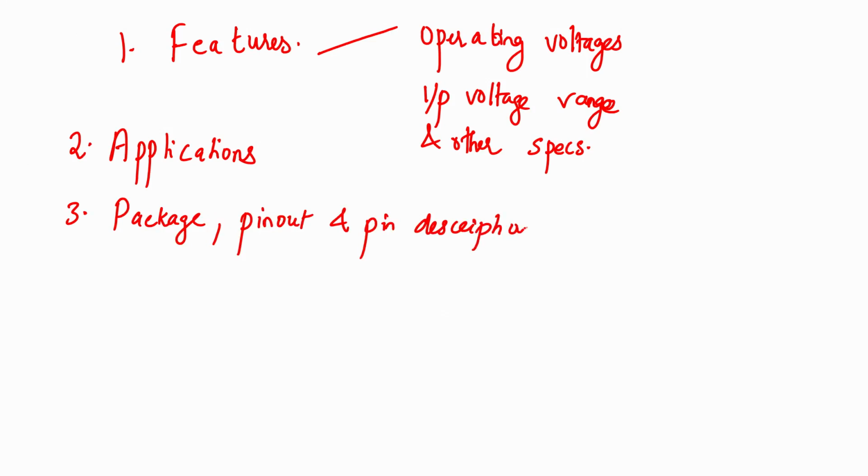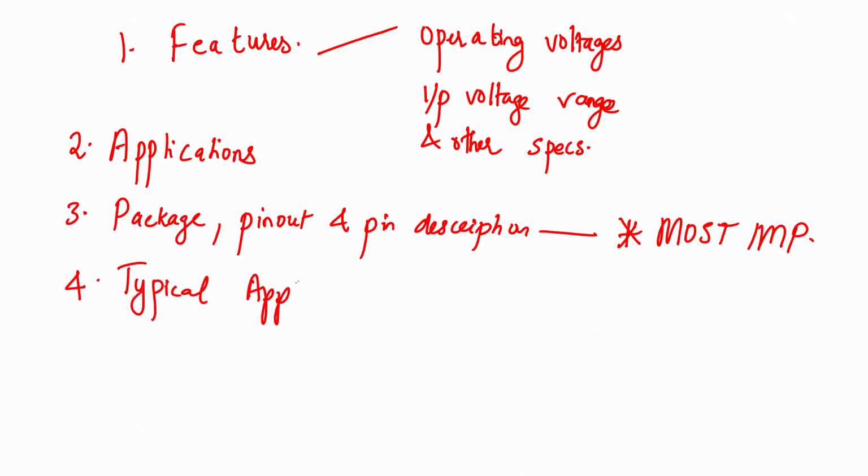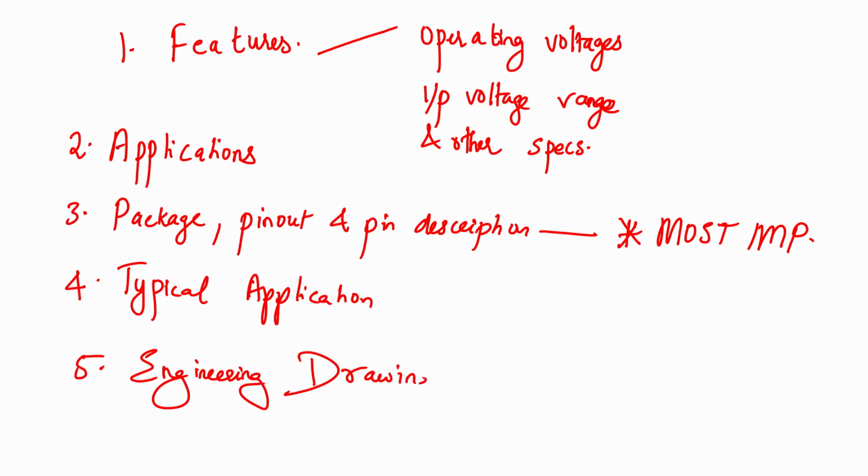This is the most important, I will put an asterisk, this is most important when you are opening a datasheet. Then is typical application, which is very useful for your circuit design. And the fifth one is engineering drawings. Okay. Only these 5 things you need to look at when you open a datasheet. You can just note this down.